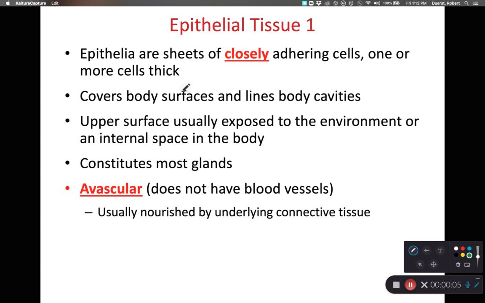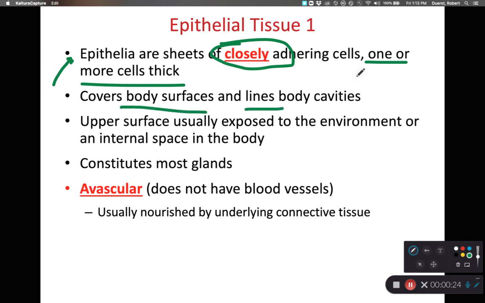Hey class, in this recording we will be focusing on epithelial tissues. And as we look at epithelial tissues, these are going to be made of very closely adhering cells. Typically they'll be one or more cells thick, and we'll talk about that in a little bit more detail in subsequent slides. As we look at these tissues, it's worth emphasizing that they cover body surfaces or line the cavities within our bodies. The upper surface of the epithelial tissues are usually going to be exposed to the external environment.